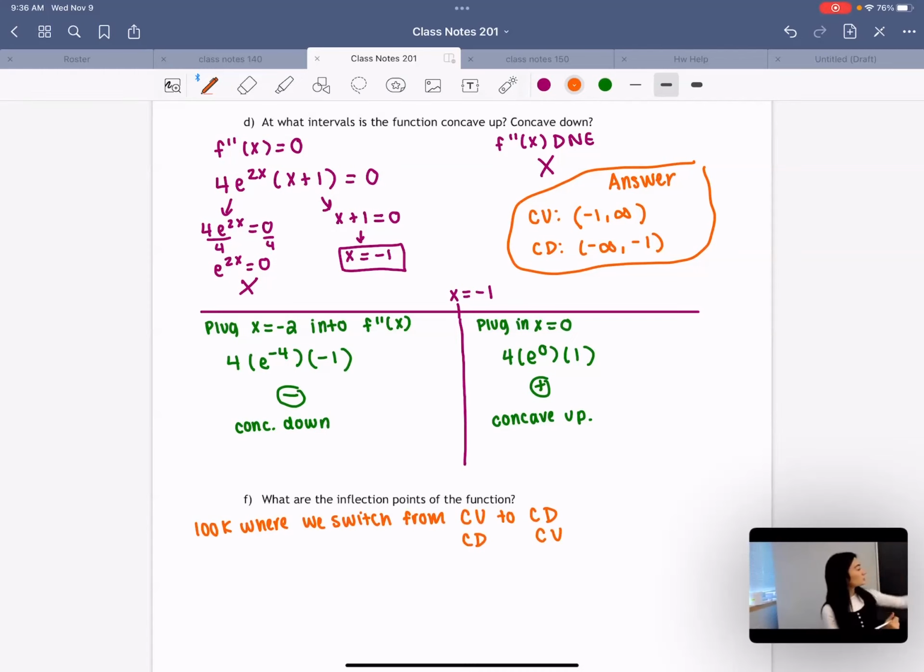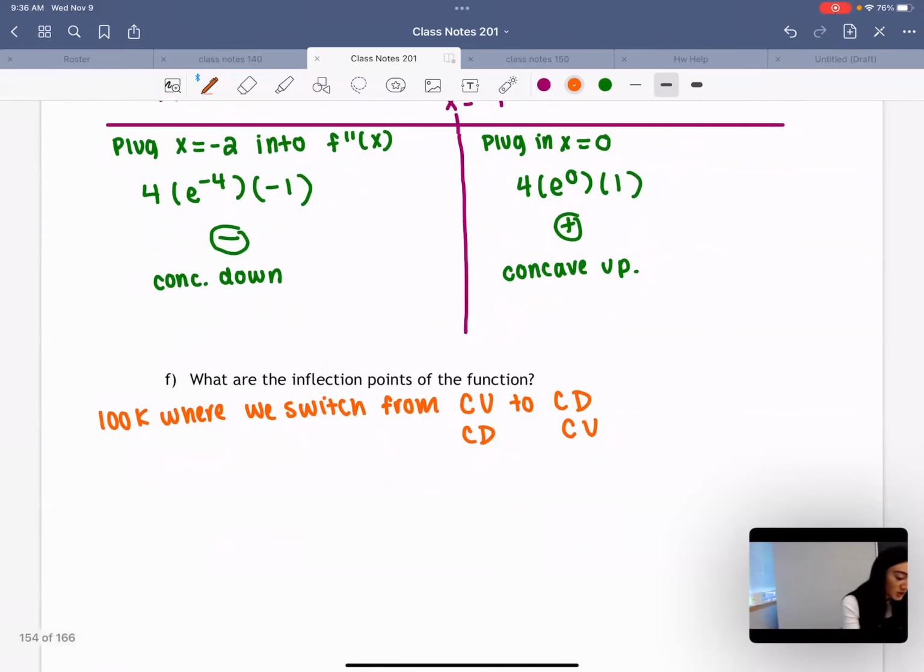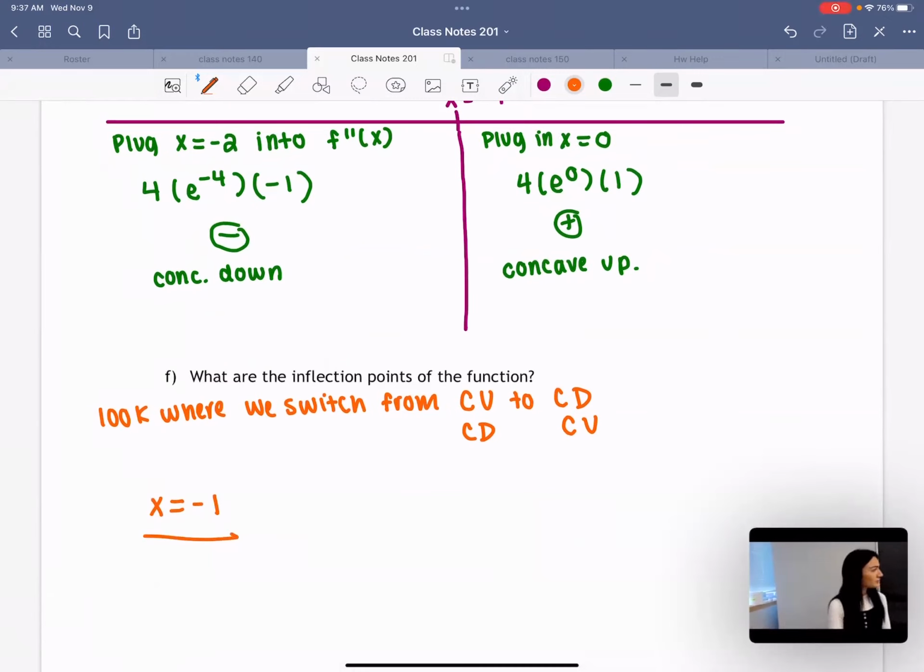Well, we can use our chart from part D to do that. Looks like at x equals -1, that does happen, right? We switch from concave down to concave up, okay? So looks like x equals -1 is where an inflection point happens. Is this my inflection point? Or would I accept that on a test, which is really the answer?